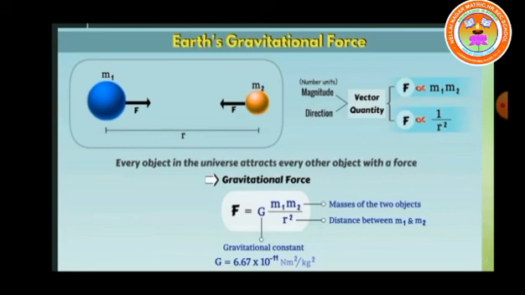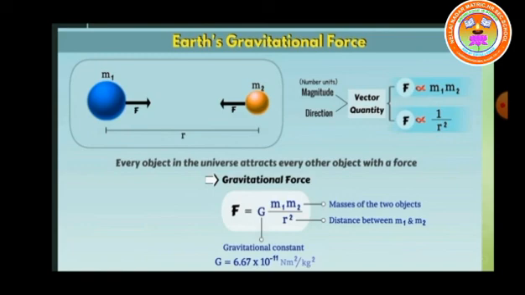We know that a vector quantity has magnitude and direction. So force is a vector quantity. Here the force is directly proportional to the product of their masses, so F is proportional to m1 and m2, and inversely proportional to the square of the distance between the centers of these masses. So F is inversely proportional to the square of the distance, 1 by r square. So every object in the universe attracts every other object with a force. That is gravitational force.